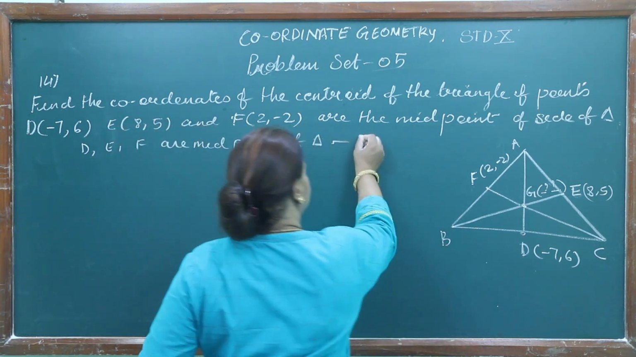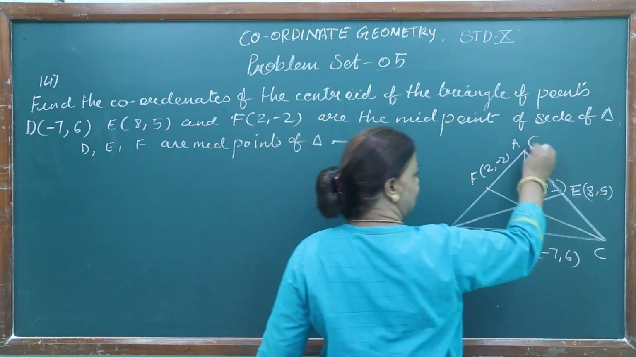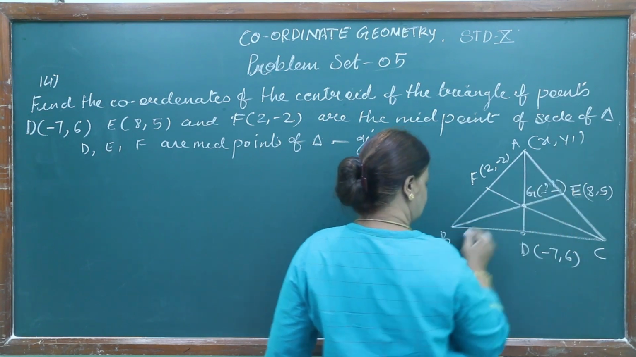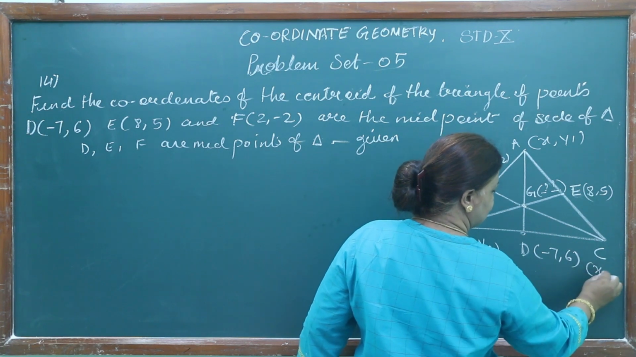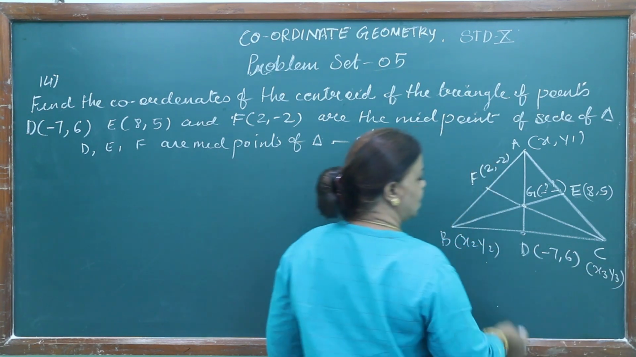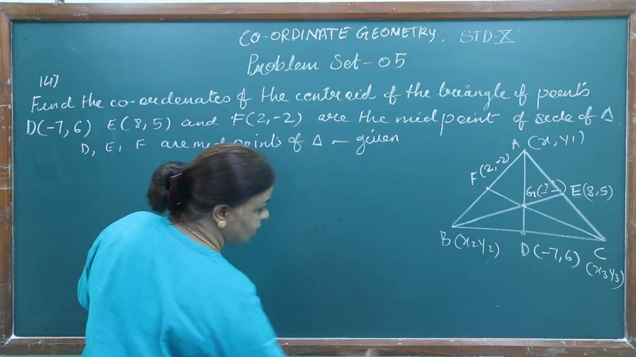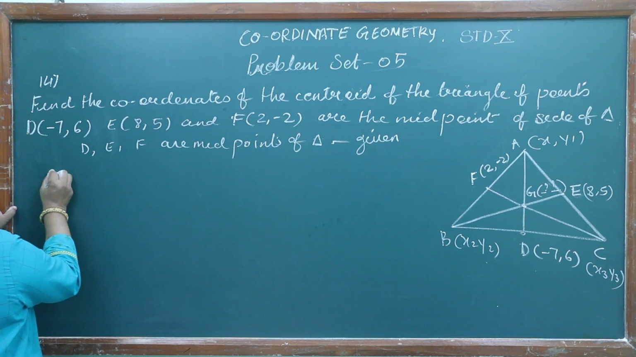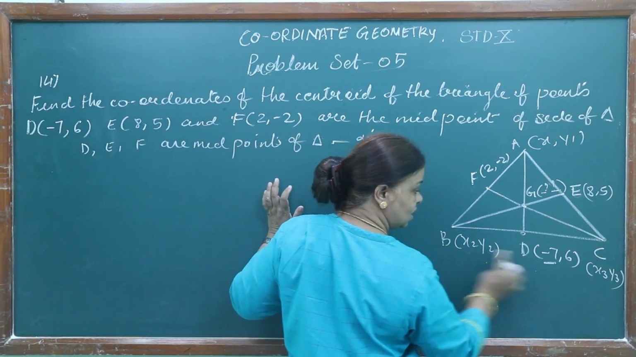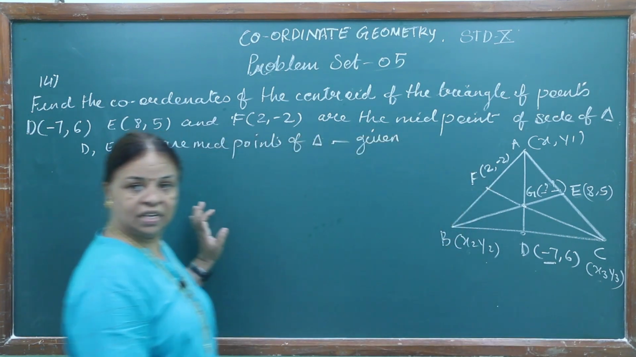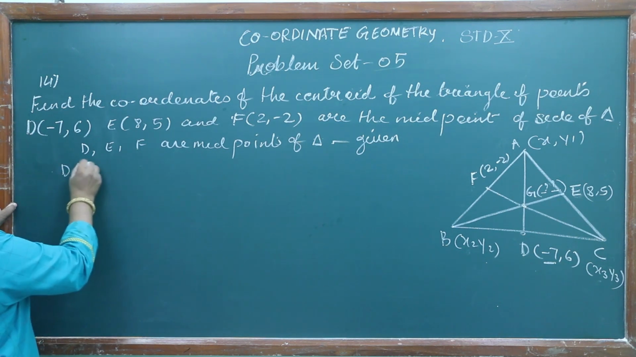It is given, so we can definitely use the midpoint formula. Let me label it as x1, y1, this as x2, y2, this as x3 and y3. So if D is the midpoint, what will be the coordinate? What will be the x coordinate of D? It will be this plus this. Yes. So if D is the midpoint.